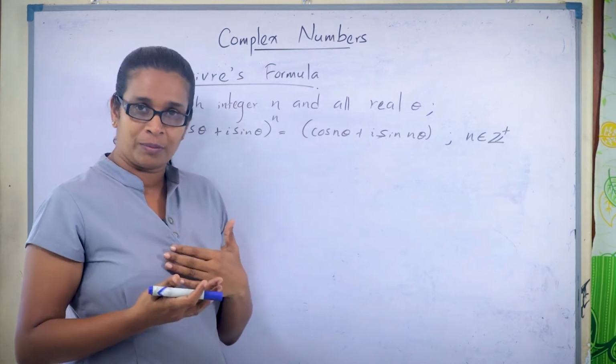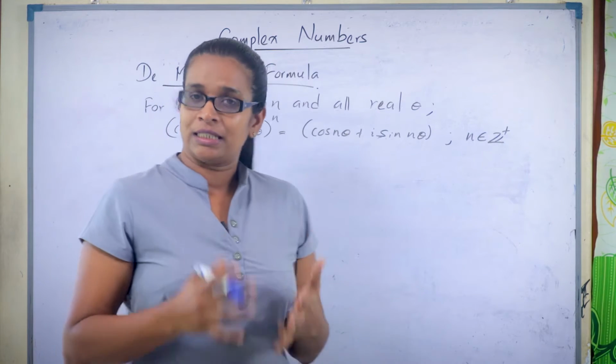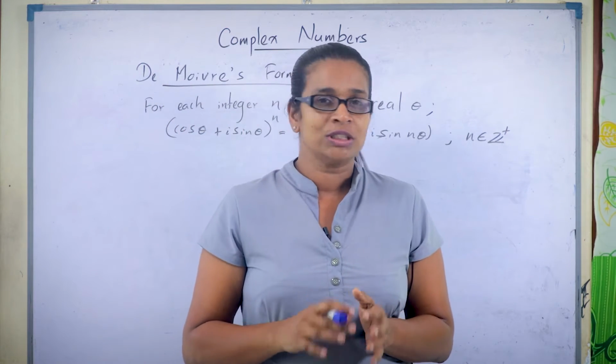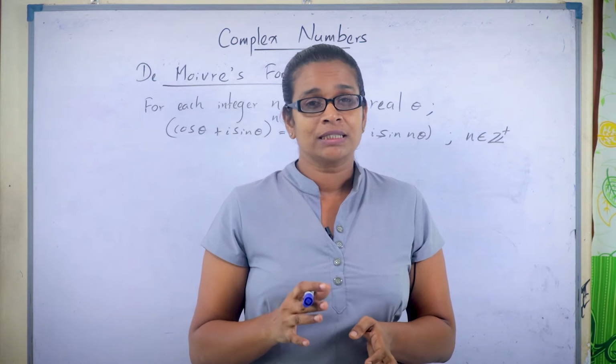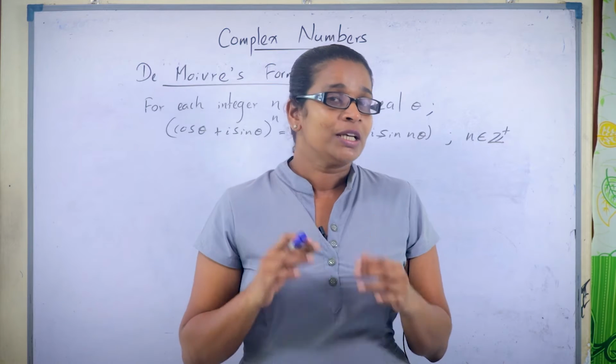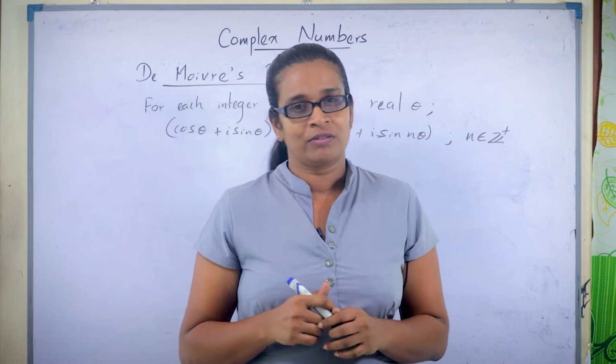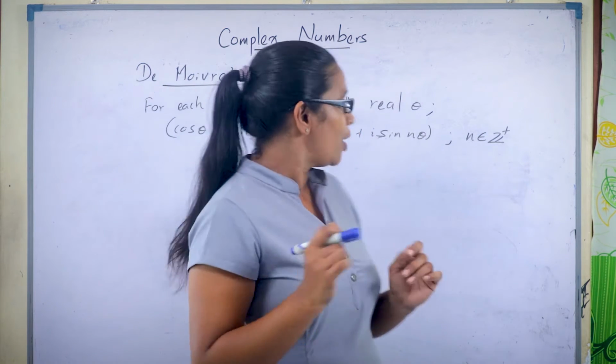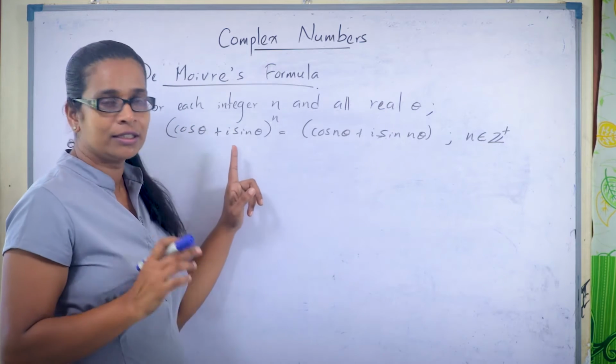Okay, De Moivre's formula. This is a theorem we can use to simplify complex numbers with powers. And in addition to that, we can use this theorem for trigonometric identities. Okay. Now look here. I have written the theorem.